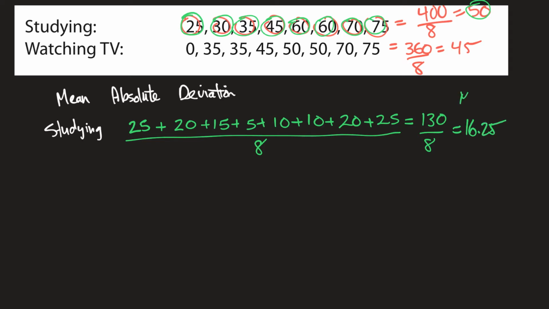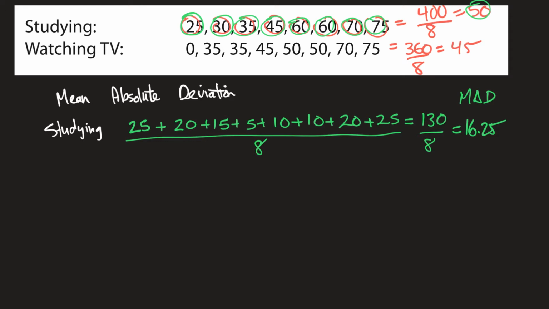So this is the mean absolute deviation. And what it means is the average each number deviates from the mean, on average 16.25 points away. So it tells you how far spread out your data is away from the mean on average.